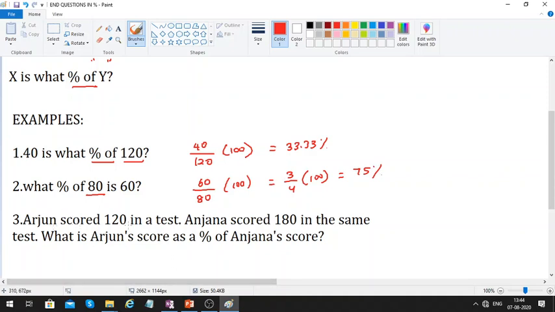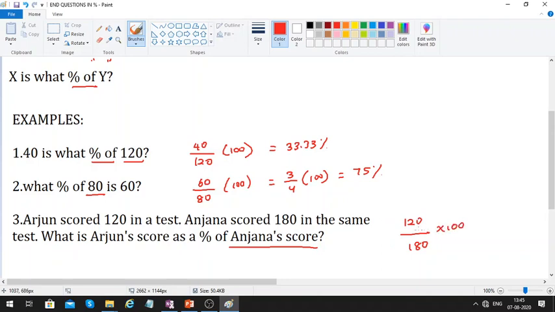Now coming to the next ones, as I said, they might put this in word problems as well. Like Arjun scored 120 in a test. Anjana scored 180 in the same test. What is Arjun's score as a percentage of Anjana's score? Now percentage of Anjana's score is what we have. So Anjana's score is 180. That should be the denominator. And then Arjun's score is 120. That should be the numerator.